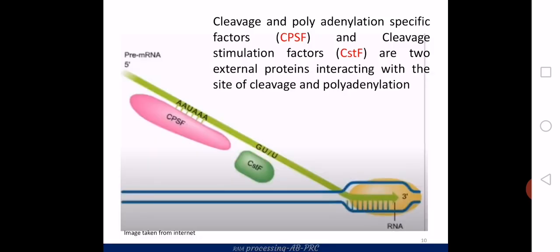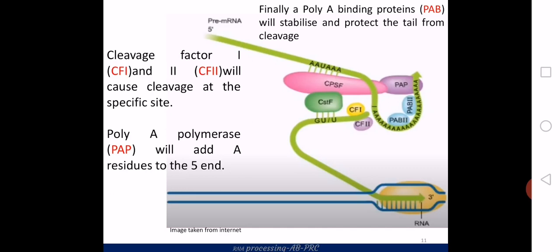You can see that mechanism in a little more detail. The CPSF, that means the cleavage and polyadenylation specific factor, will recognize the AAUAAA sequence, and usually 10 to 30 nucleotides downstream of this binding sequence, there will be cleavage, and this cleavage is facilitated by the cleavage factors. Usually cleavage factor 1 and 2 will be acting together to perform the cleavage. And after cleavage, there are many other proteins also involved.